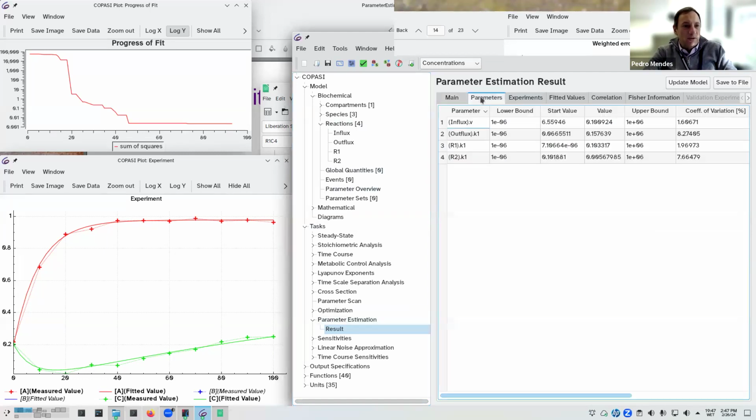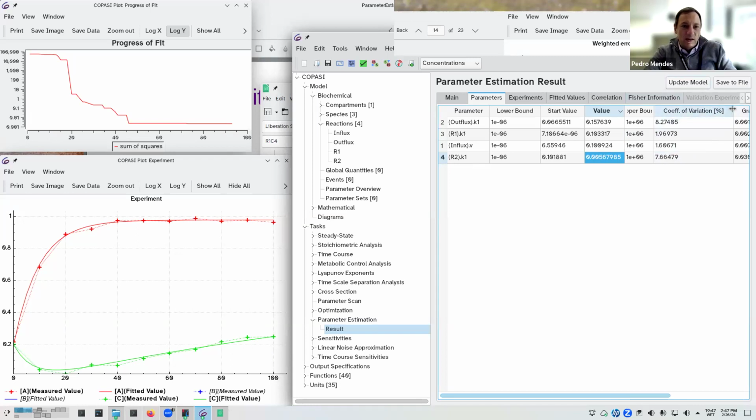Now, if you come to parameters, this is what matters, right? So here are my 4 parameters. This is the lower boundary that I set for them. This is the upper boundary I set for them. This is the start values. So far, this is only information I've actually supplied. And this is the solutions. This is what the algorithm determined for these parameters such that the fit was this nice. That's the value of one of the parameters, that's the value of another one, and so on. And then over here, I have a coefficient of variation.